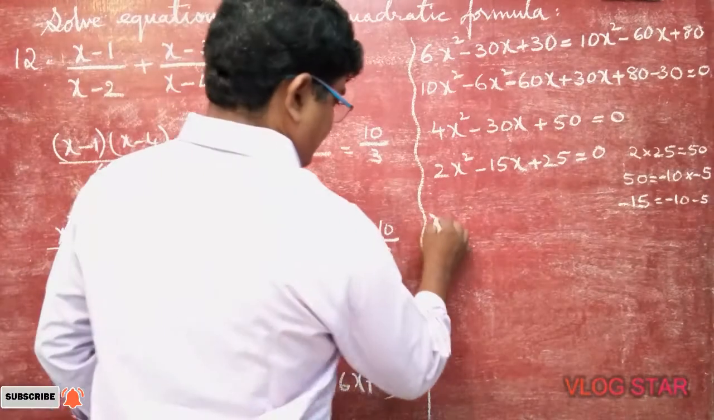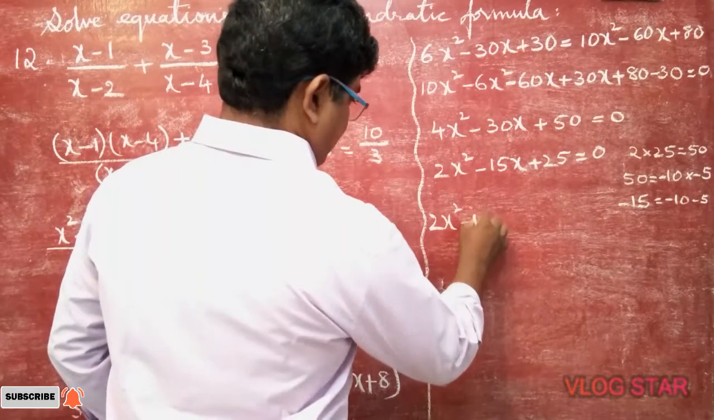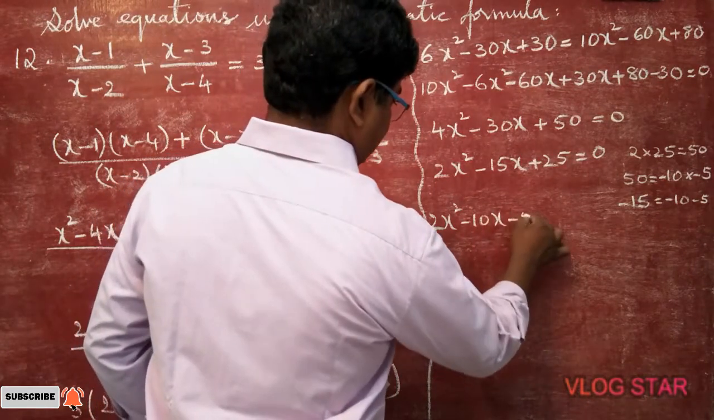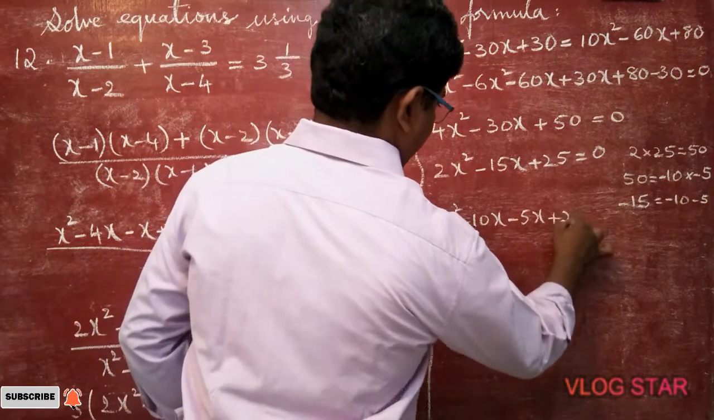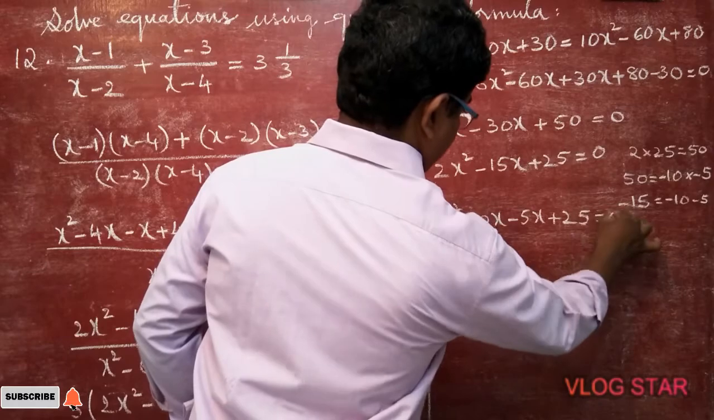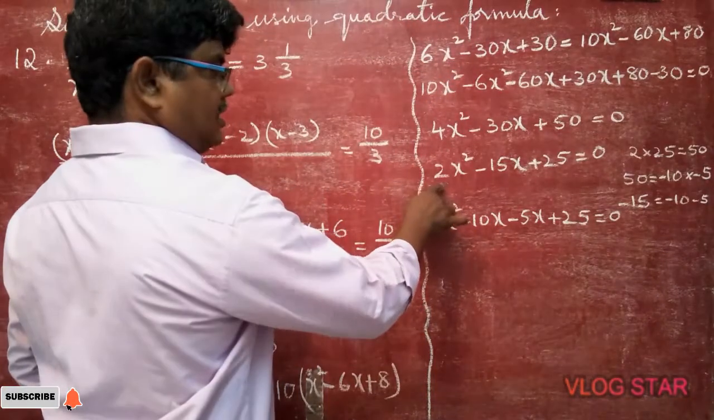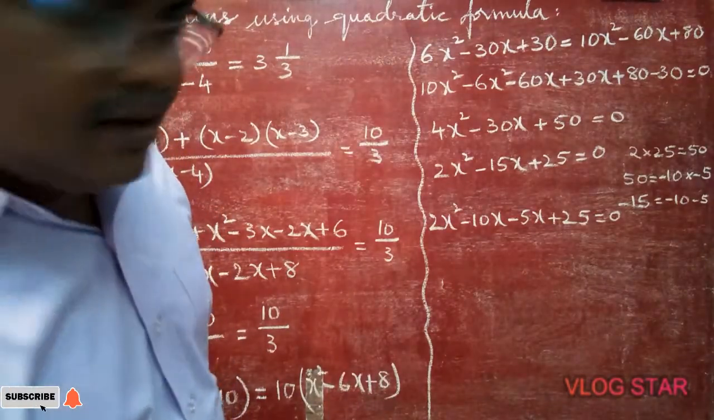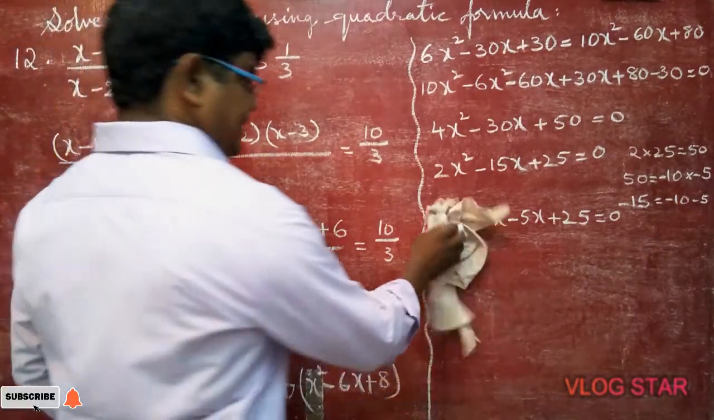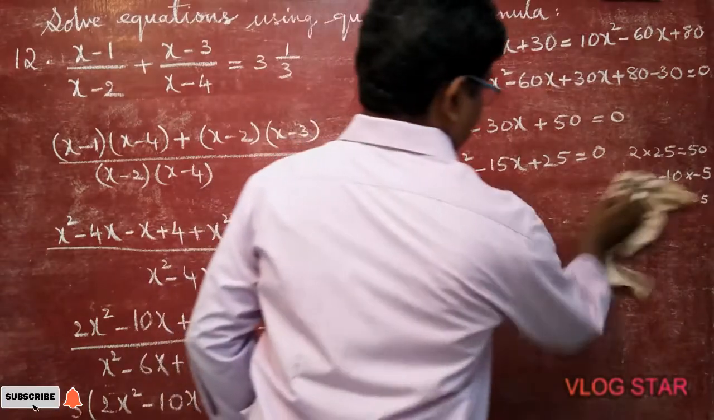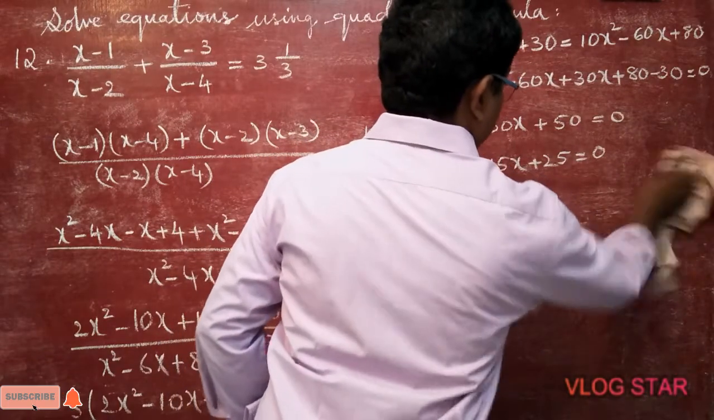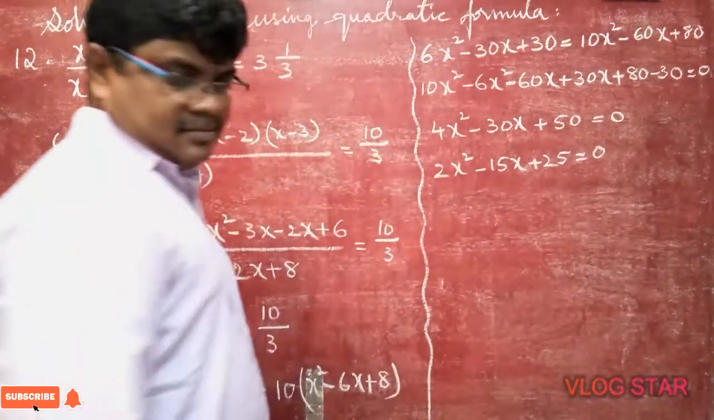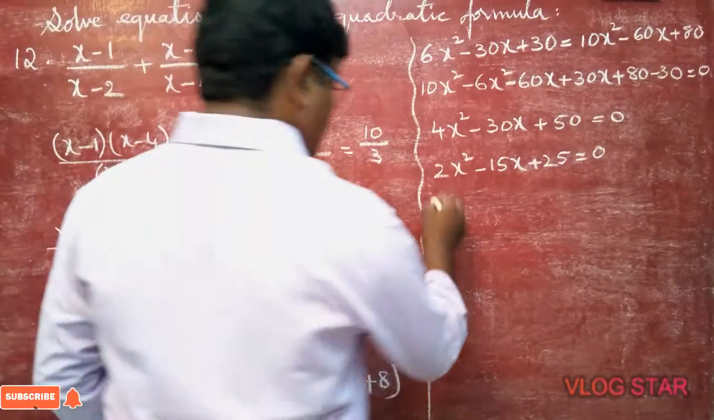Now apply: 2x square minus 10x minus 5x plus 25 is equal to 0. Here we got the quadratic equation shape. But now they are asking not for factorization. They are asking to find by the formula method. We are going to find it through the formula. What is the roots formula?